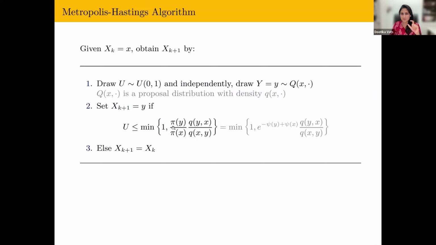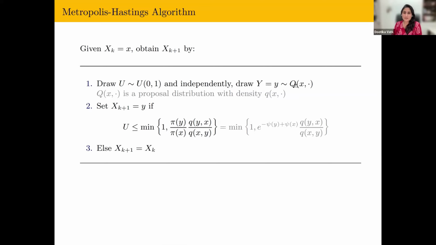Here I do something convenient: I write pi y by pi x, in the notation we set up before, as e to the power minus psi y plus psi of x, so the constants cancel out. And with the rest of the probability, I stay where I am. This is what we can run in any given problem if I have pi up to proportionality.